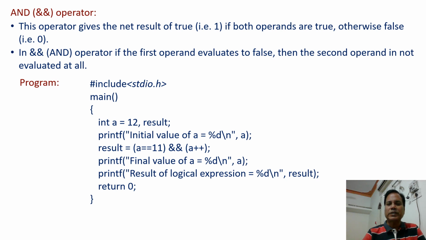The next statement is the printf statement, initial value of a equals %d control string. Here we print the value of variable a, and that is equal to 12. So initial value of a equal to 12 gets printed. Then result equals, this is the assignment operator. So what is written on the right side of the assignment operator is evaluated, and then its result is assigned to the variable on the left side of the assignment operator.